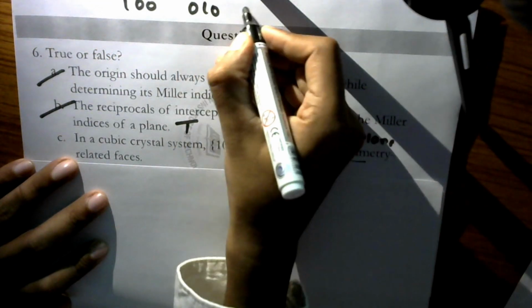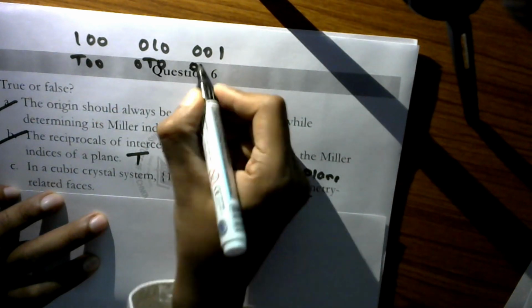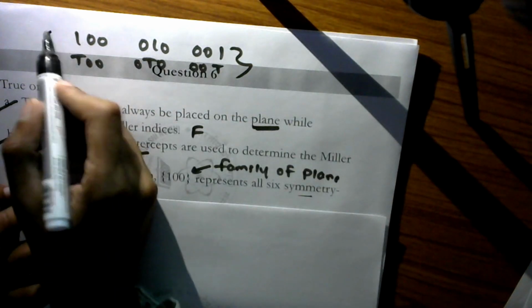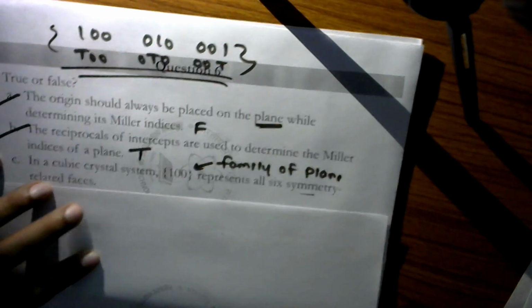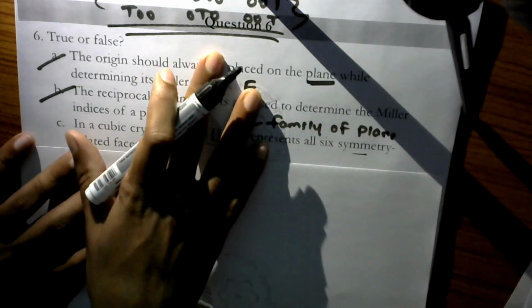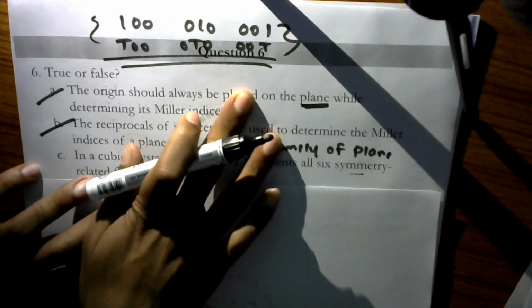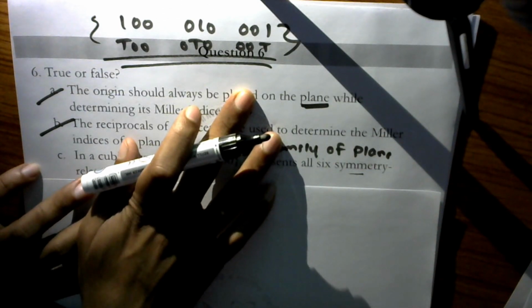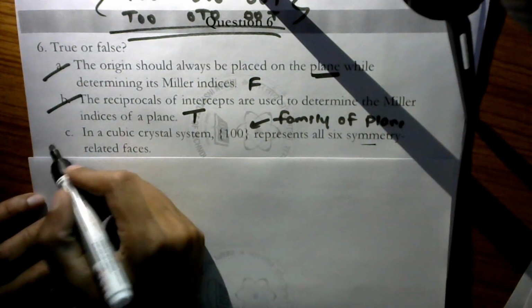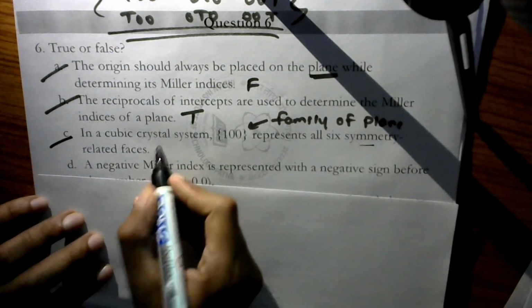That is 100, 010, 001, and then negative 1 bar 00, 01 bar 0, and 001 bar. So these things will be there in this particular family. And all of them, if you draw their planes in the cube, you will find that these are the faces of the cube. And so with that we can say that it's a true.